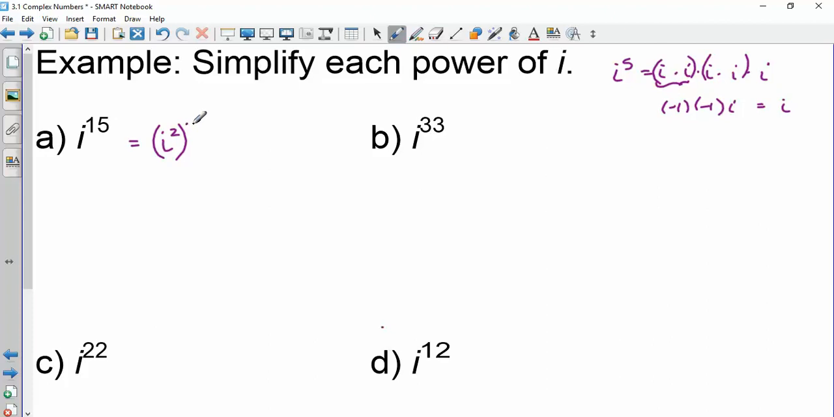7, right? That would take up 14 of them. So that's i squared to the 7th. That takes care of 14 i's, and we still have 1 i left. Does everybody understand where I got this? What is i squared equal to? What is negative 1 to the 7th power?